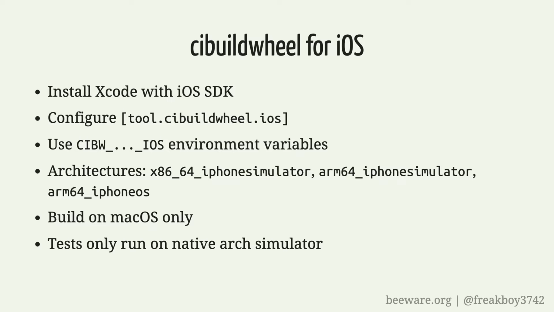variable. There are 3 architectures you need to worry about with iOS: x86-64 iPhone Simulator, ARM64 iPhone Simulator, and ARM64 iPhone OS. iPhone Simulator and iPhone device binaries are not ABI compatible. They are separate targets producing separate and incompatible wheels, even if they're running on the same CPU architecture.